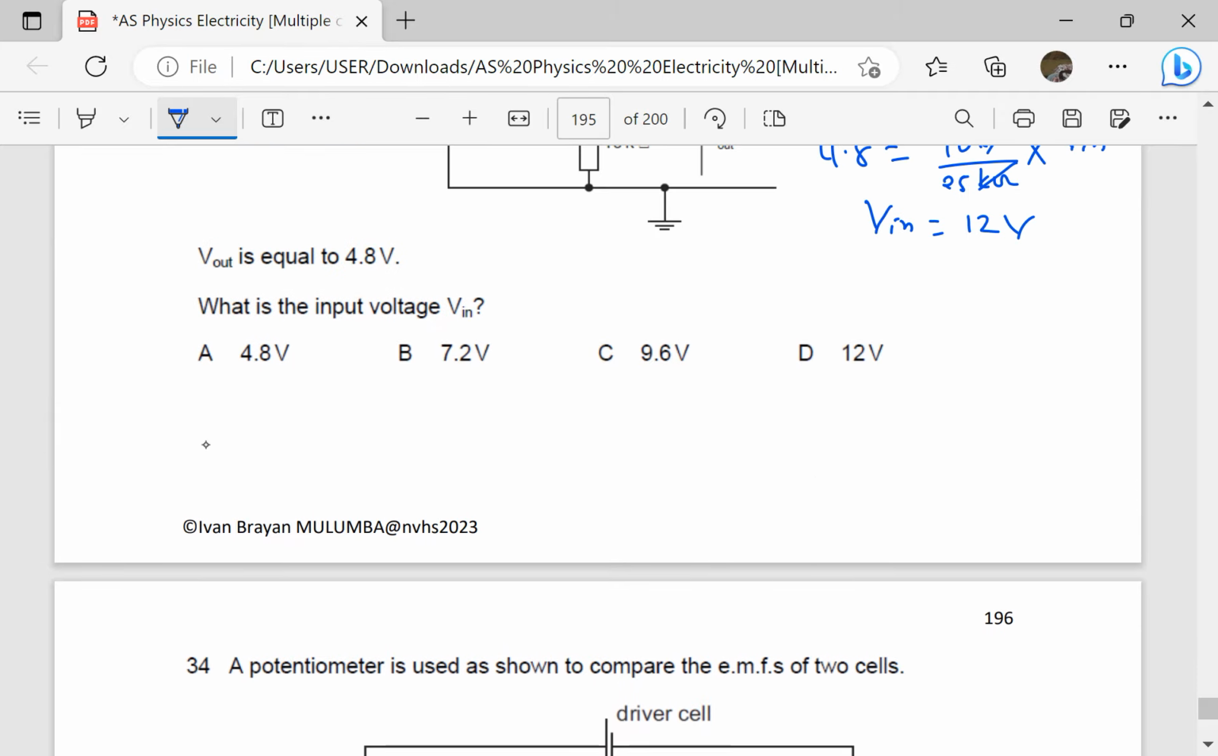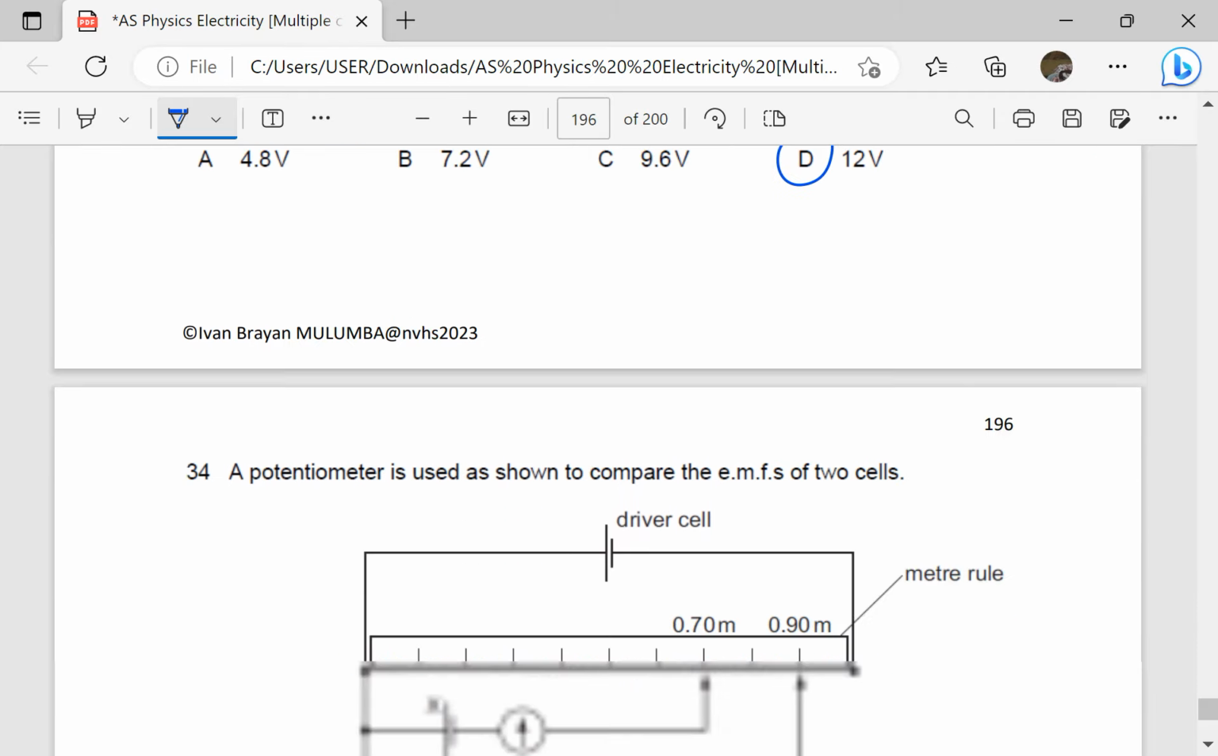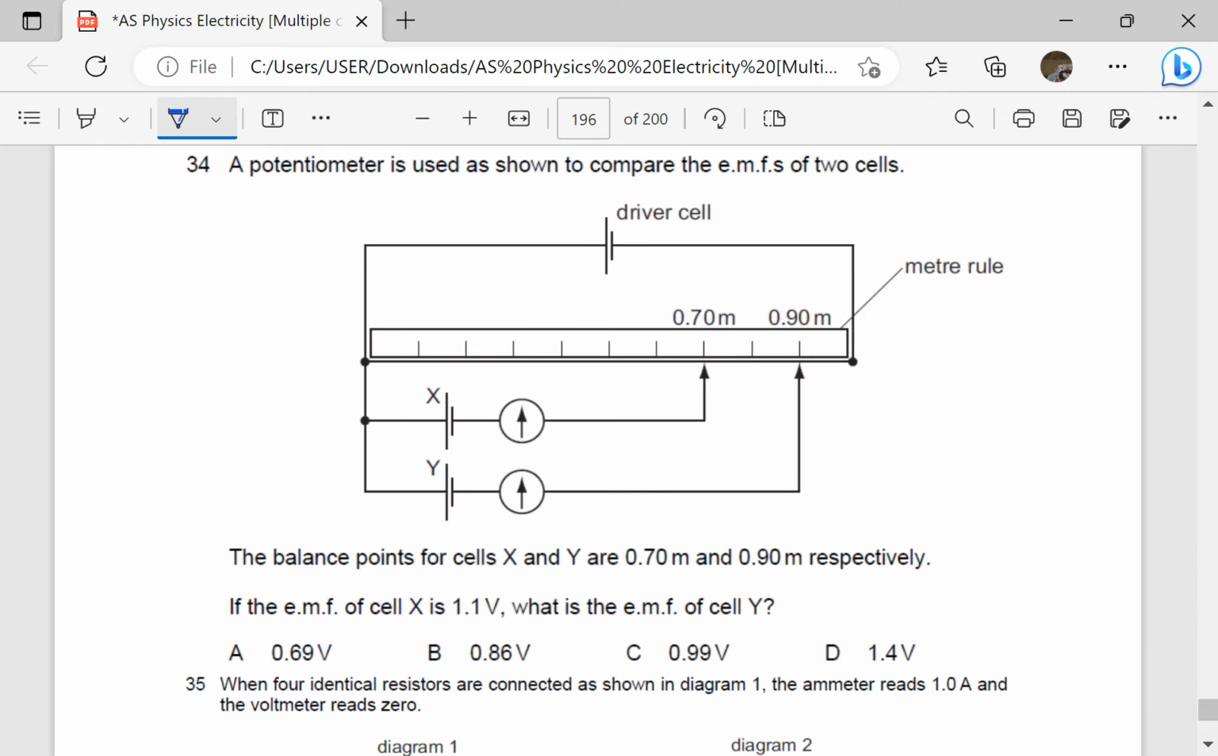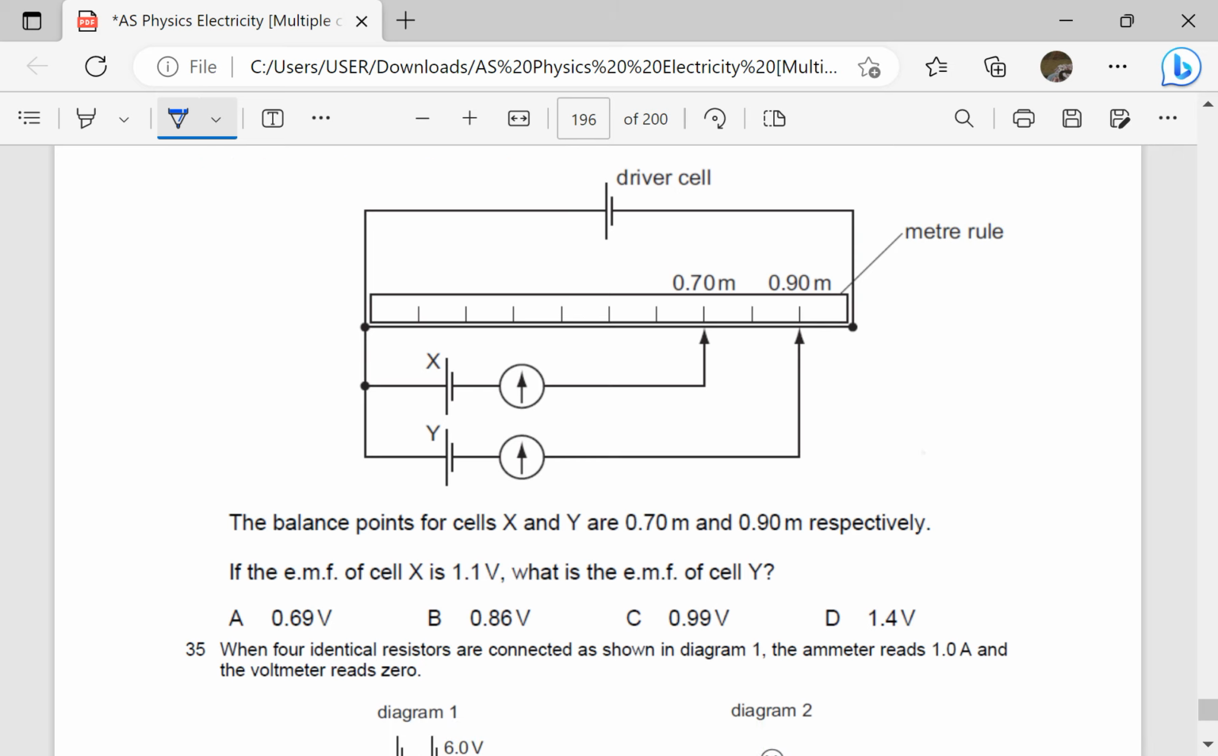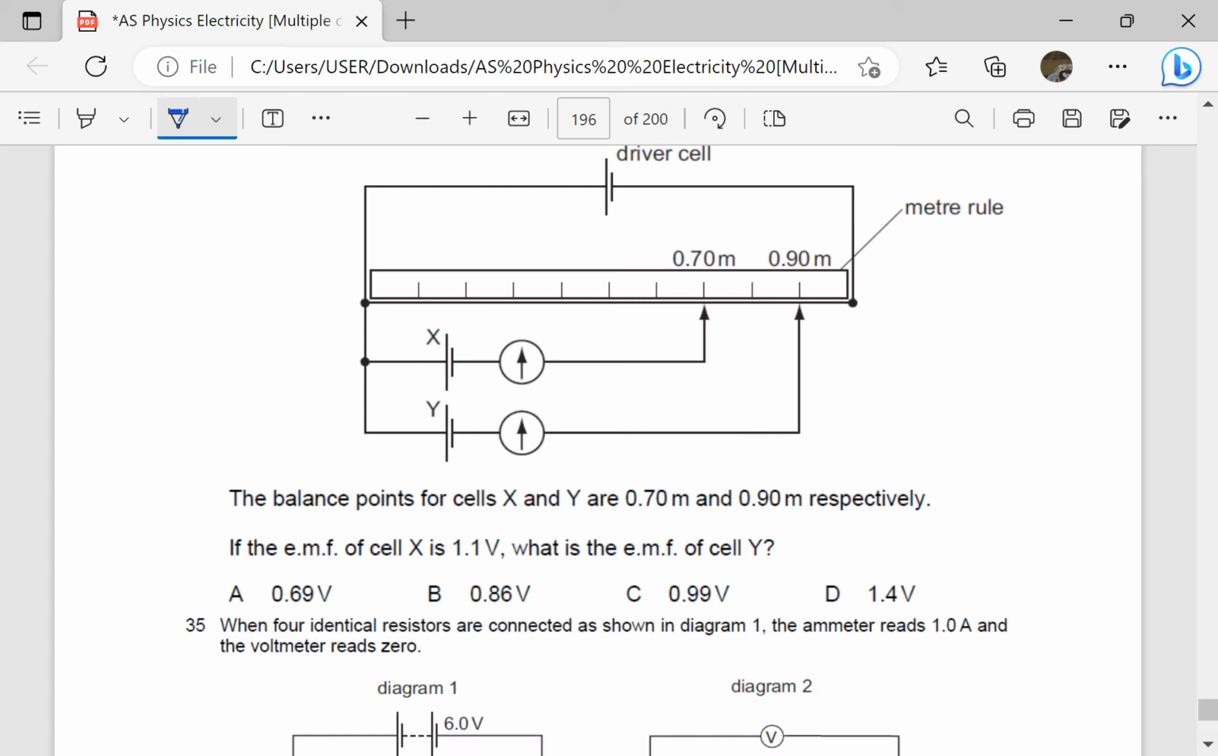So 12 volts is D. A potentiometer is used as shown to compare the EMFs of two cells. The balance points for cells X and Y are 0.7 and 0.9 respectively.